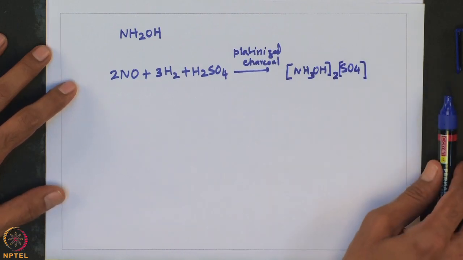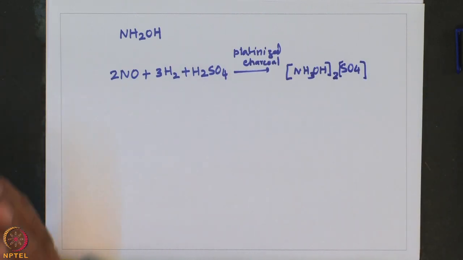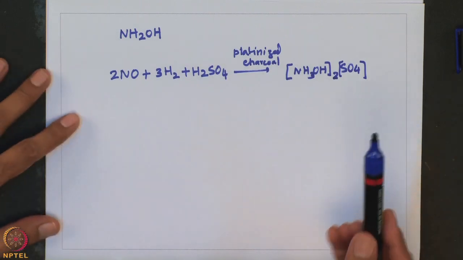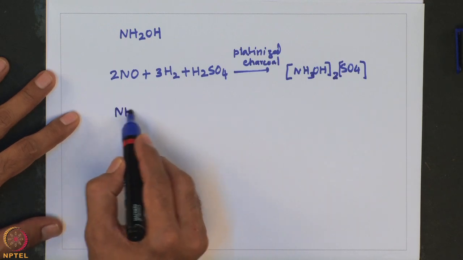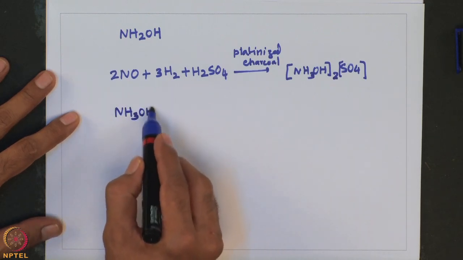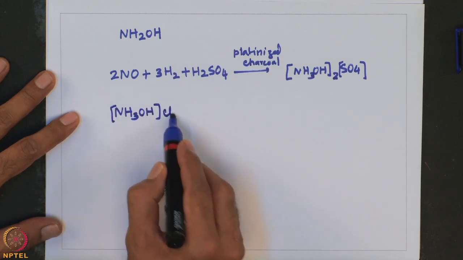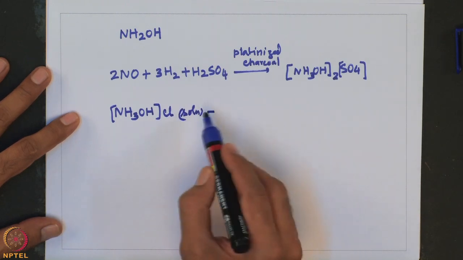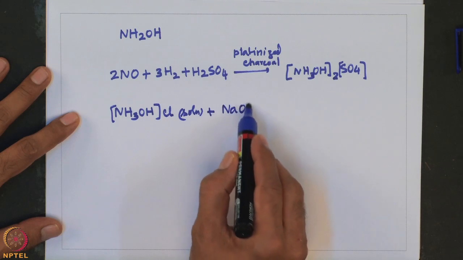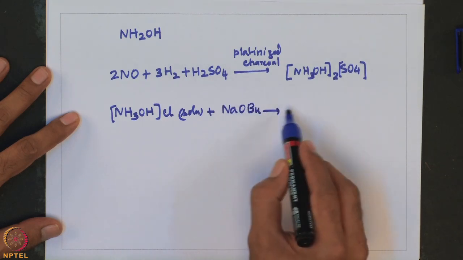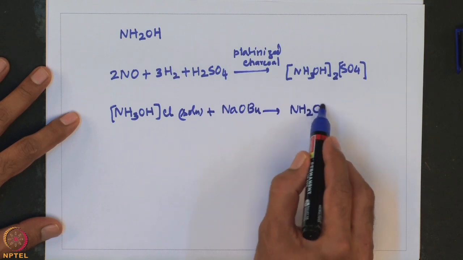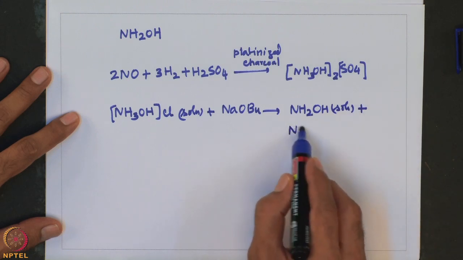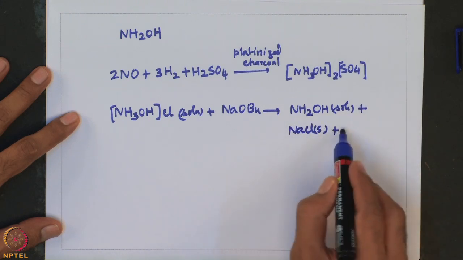Anhydrous hydroxylamine can be prepared by adding sodium butoxide to a solution of hydroxylamine hydrochloride. For example, NH3OHCl, when it is treated with sodium butoxide, forms NH2OH plus NaCl plus butanol.